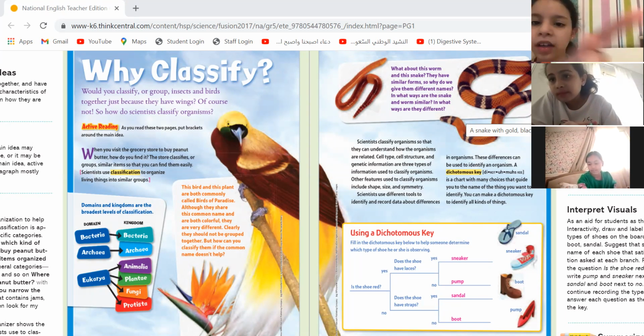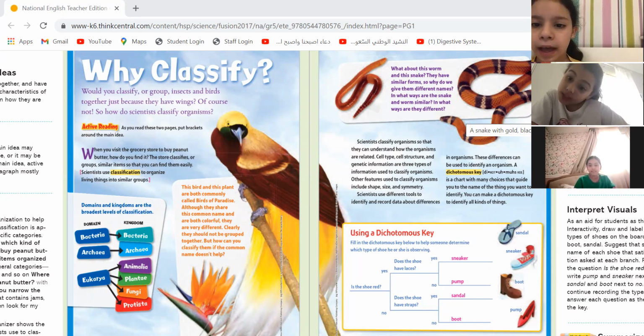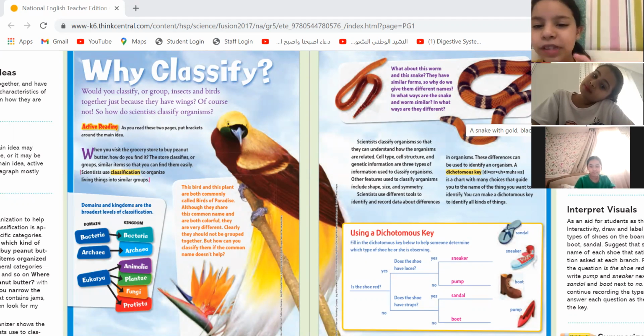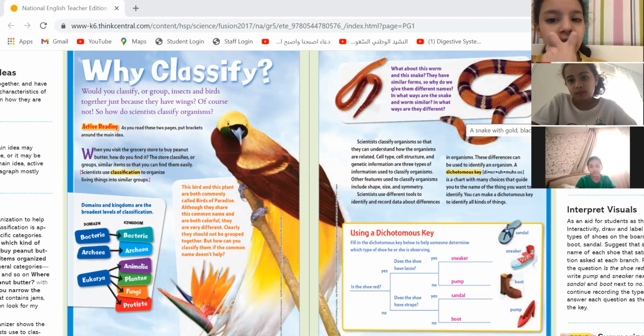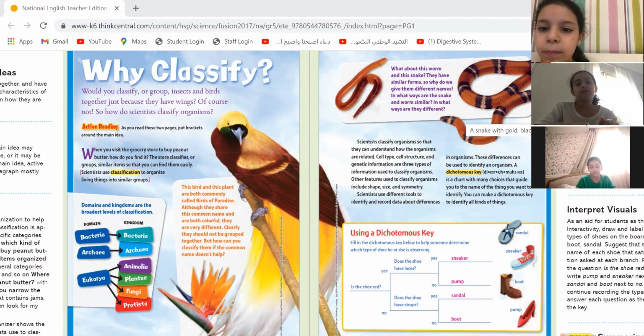Why do we give them different names though? Because the worms are small and the snakes are big. And some of the worms don't have the poison that the snake has. The similarities can be that they are the same shape, or they have the same look from the outside. But they're not the same, they're different.